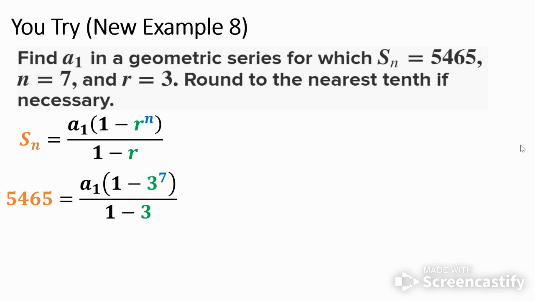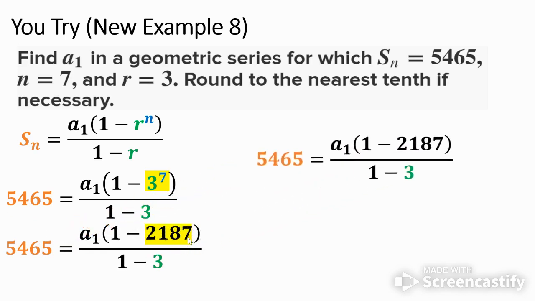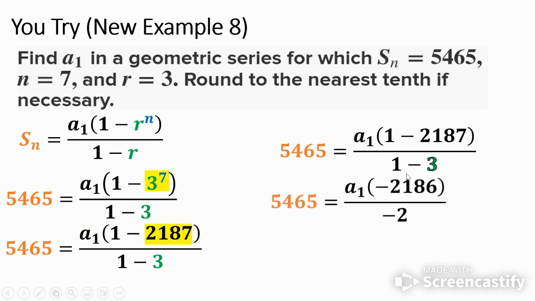From here, it's really, again, just a simplifying problem. 3 to the 7th power can be calculated in a calculator, and that should give you 2,187. From there, we can subtract. 1 minus 2,187 is negative 2,186. In the denominator, 1 minus 3 is where we get negative 2 in the bottom. From here, 5,465 is equal to A1 times negative 2,186 divided by negative 2.